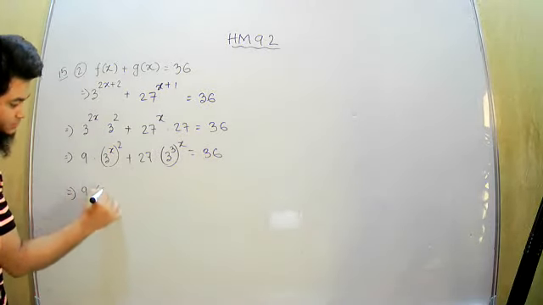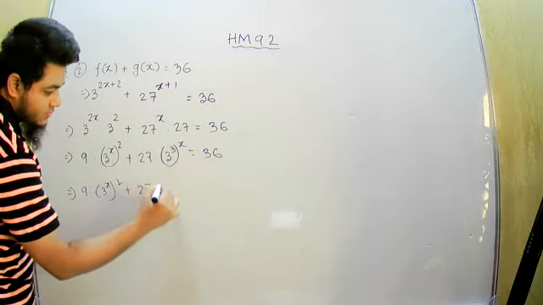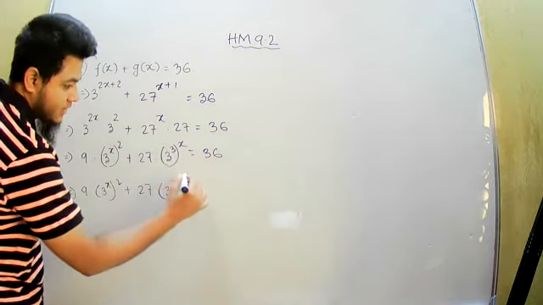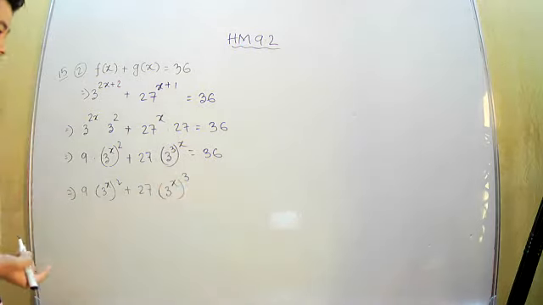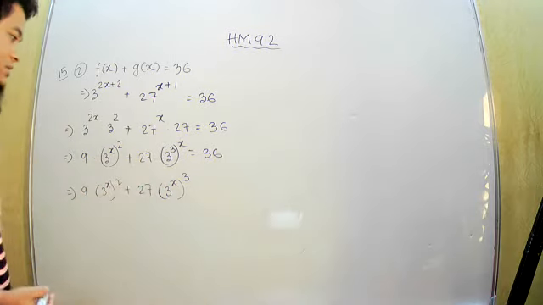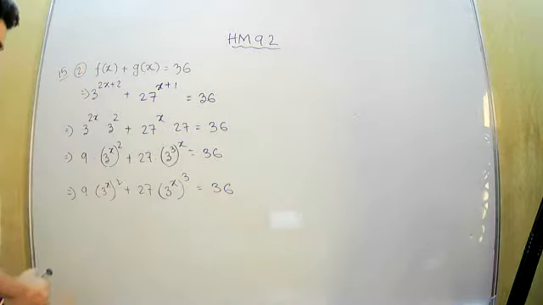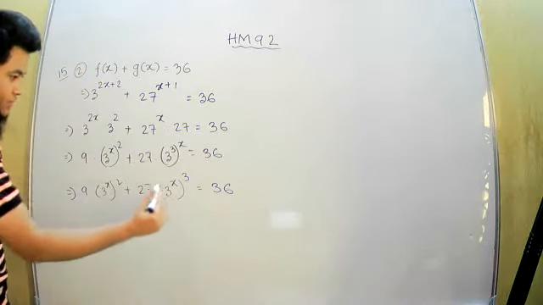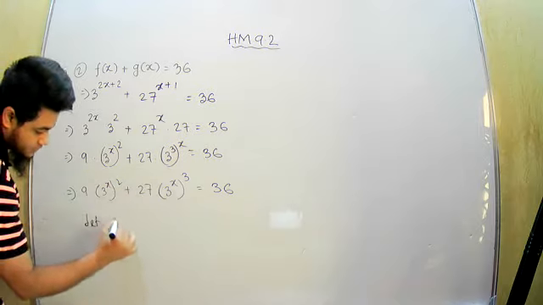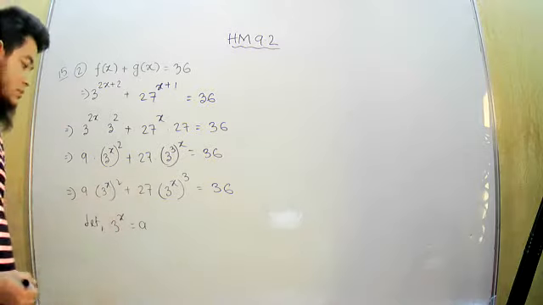So 9 into 3 to the power x whole square, plus 27. This one I will change a little bit. I will bring the x inside the bracket and the cube outside the bracket. It still means the same, because 3 into x is 3x and x into 3 is still 3x. Now, what is the advantage of writing in this shape? You see 3 to the power x, 3 to the power x. I can consider this as something. Let 3 to the power x be equal to a. I have considered this one equal to a.